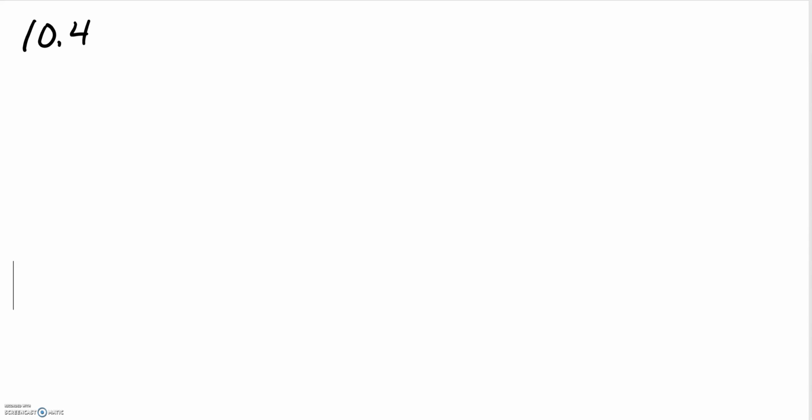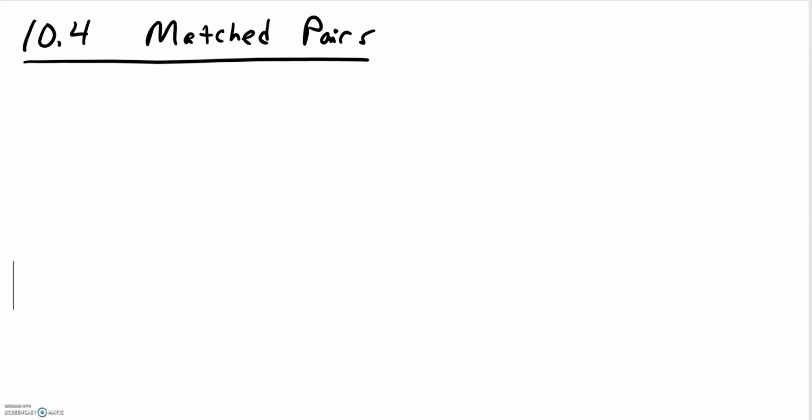Today we're going to continue talking about, in chapter 10, two samples. And in 10.4 we'll look at two samples where they're matched pairs. So matched pairs means there's some type of dependence between the two. Maybe we're comparing your left hand to your right hand, or your brother to your sister. There's some type of matching up.